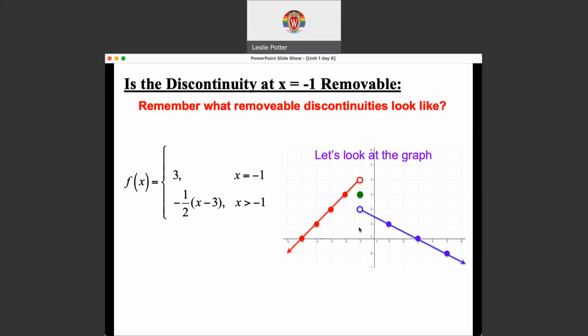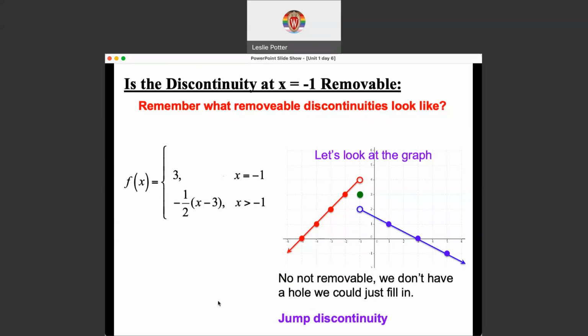So if we look at what's happening with -1, we have a jump. And we know a jump is an essential discontinuity. So we have a limit that doesn't exist. So we know that limit can't exist there. It's not removable.